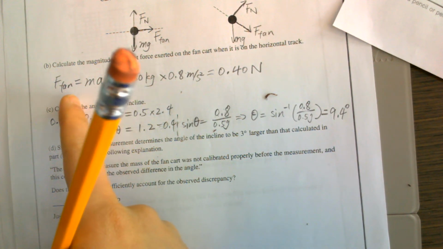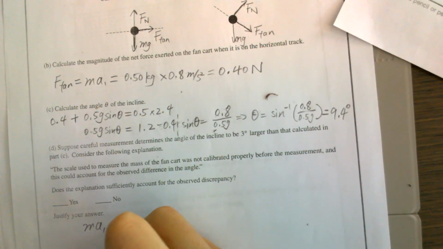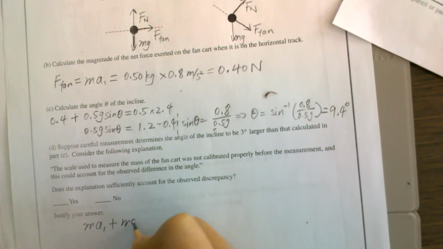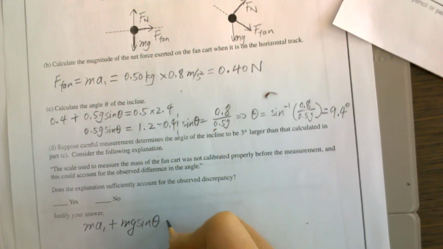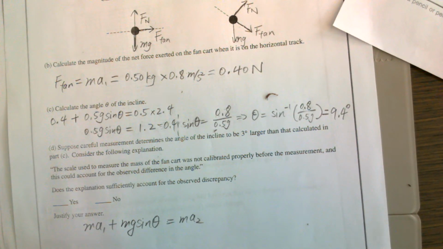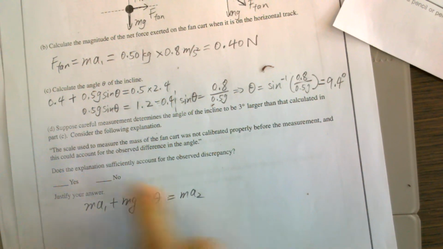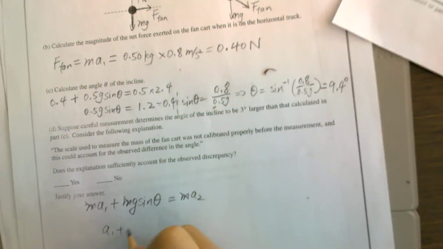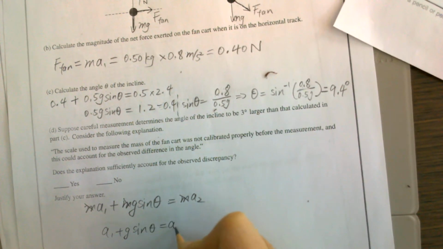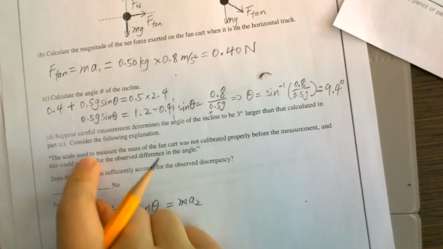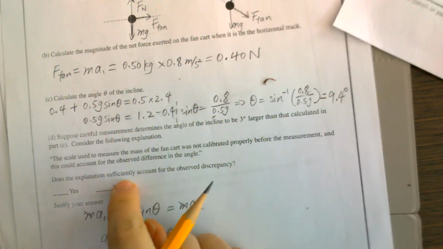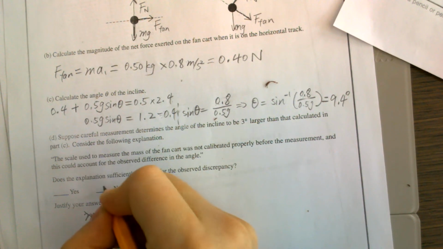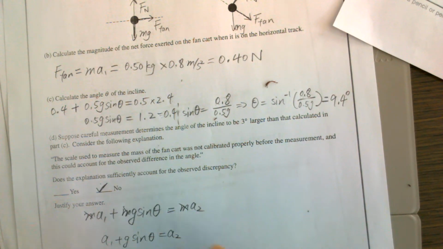From this equation, F_fan plus mg sine theta is equal to ma2. And from this equation, you immediately know that the mass doesn't matter because all mass cancels, right? We don't need to care about mass, which means this explanation does not sufficiently account for the observed discrepancy. Okay, so let's finish part D and go to part E.